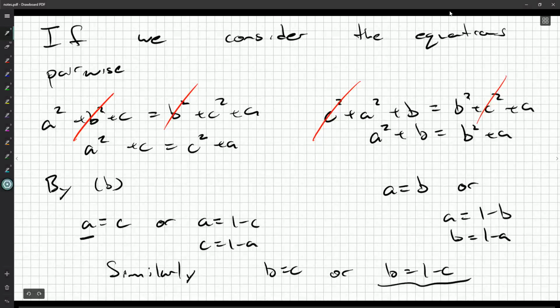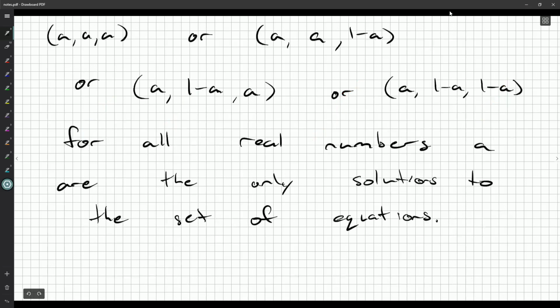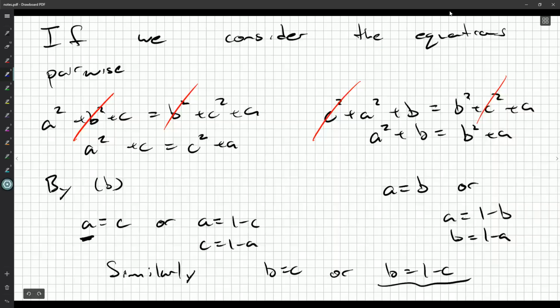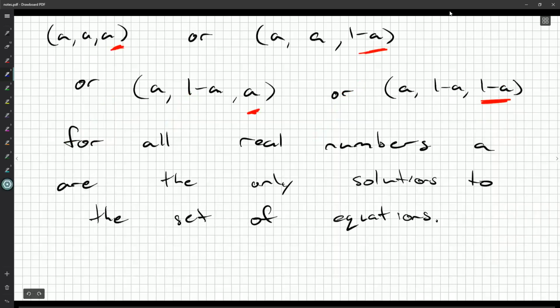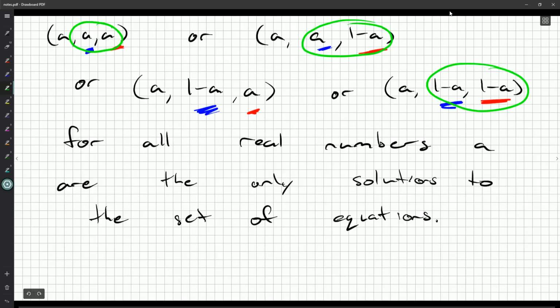So once I pick an A, I've got 2 choices. Either the C is the same as A, or the C is different from A, and therefore it would have to be 1 minus A. And then the choice of B is independent. Once I choose an A, the B could be equal to A, or the B could be 1 minus A. And so we get these 4 cases. The only problem would be if one of them doesn't work out, but either the B and the C are equal to each other, or B is 1 minus C, which is those 2 cases.